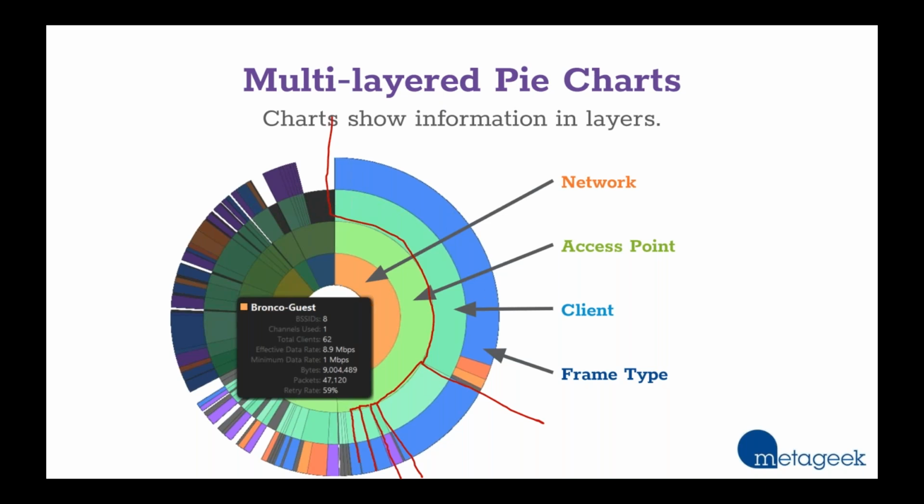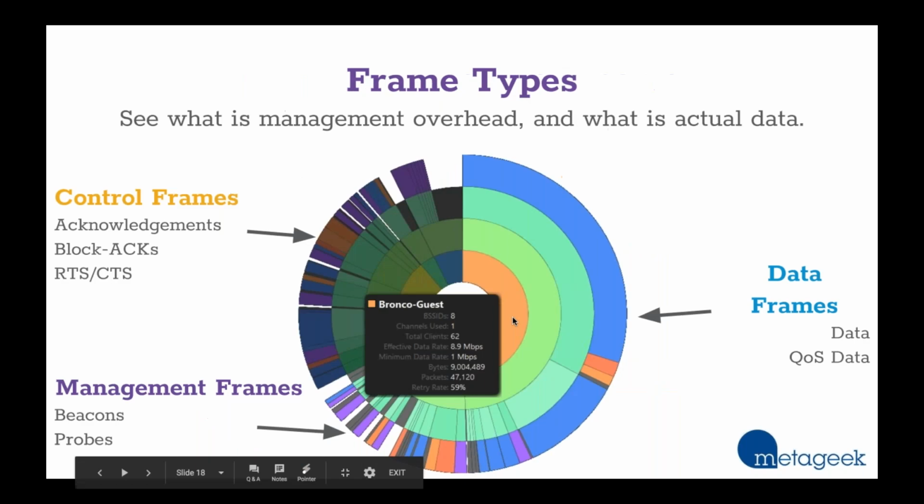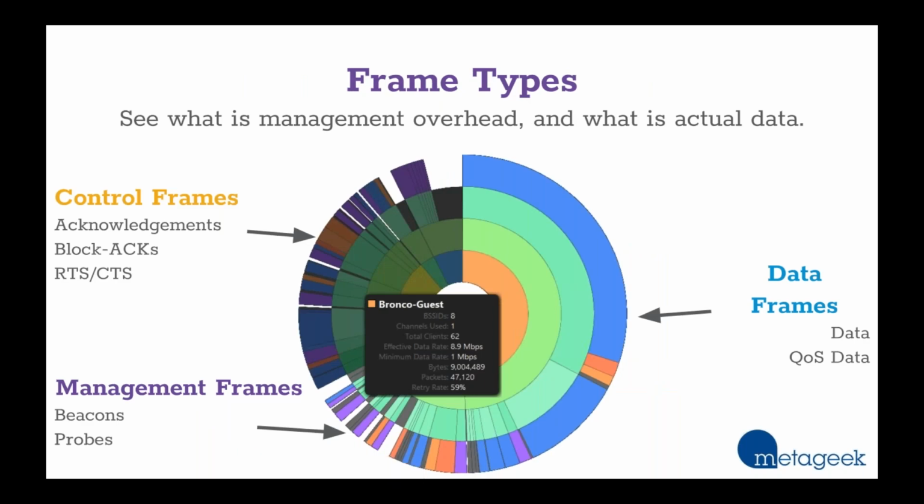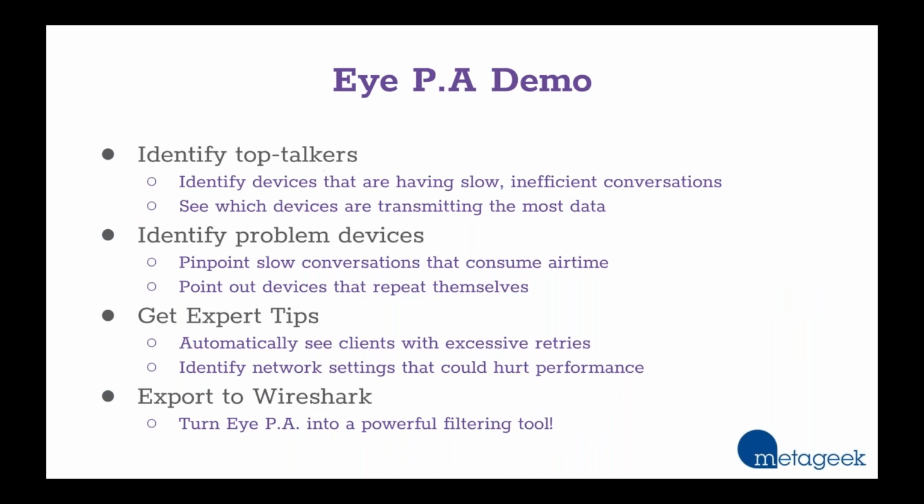When you get to the outermost layer, the outermost ring shows us our frame type. What type of frame did we transmit? If it's blue, that means that it's actual data. If it's purple or orange, that means it's just management overhead. It's not actual data that we're transmitting across the network. Orange is all of our control frames, purple are our management frames, and then blue are our data frames. So you can very quickly see what is management overhead and what is actual data that's being transmitted.